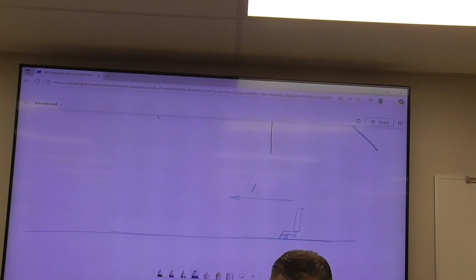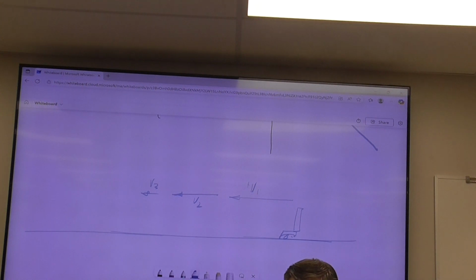As soon as I let go of it, what did the cart begin to do? Slow down. So that means when I draw V2, I'm gonna draw V2 a little bit smaller, and then I can draw V3. So it's still going in this direction. Velocity is a vector quantity, it has magnitude and it has direction. But those vectors are getting smaller in this direction, okay?